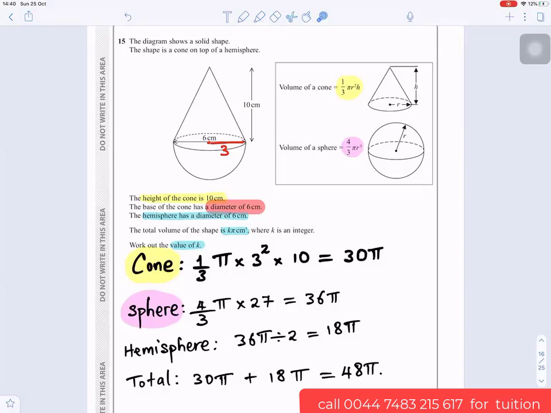Now we want the total. We want the cone plus hemisphere. Cone is 30 pi. Hemisphere is 18 pi. We add it together, it gives us 48 pi. So that 48 is like the k, because the question needs us to find the value of k. So our value of k is 48.